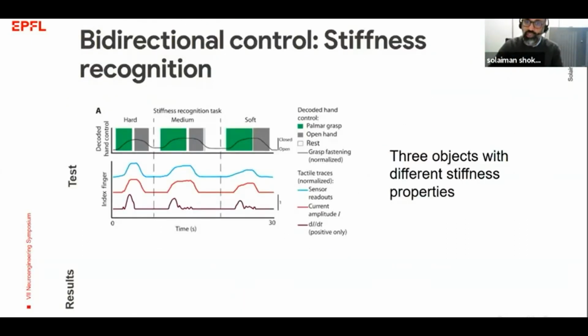Next, what was done here was, the subject was controlling this robotic hand and touching objects that were hard, medium, or soft.